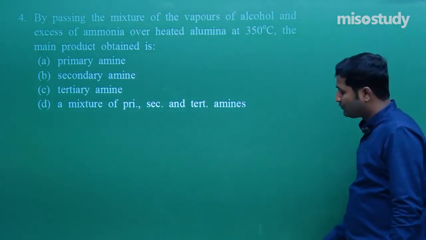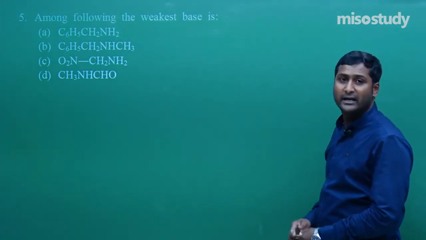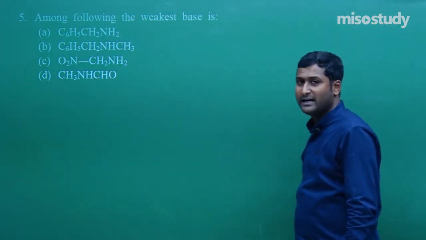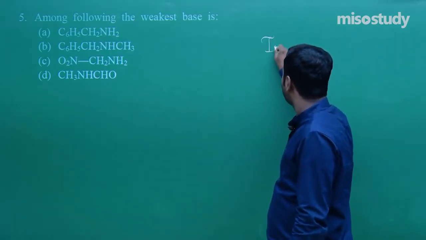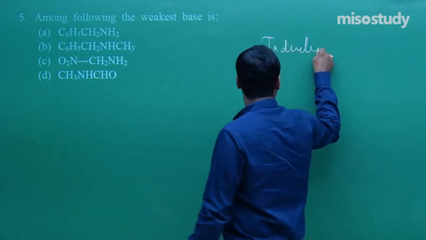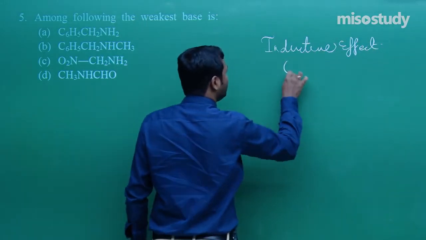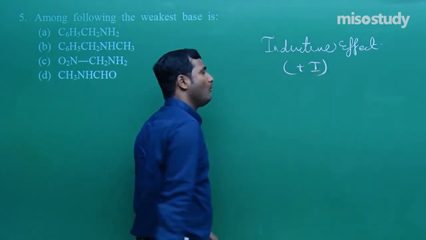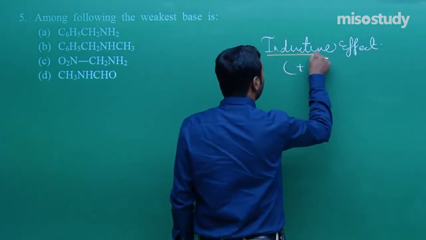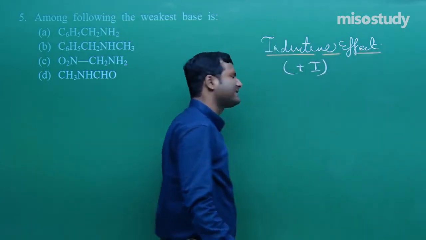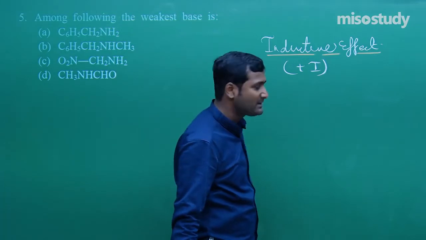Now let's move to the next one, question number 5. Among the following, the weakest base. Now what will decide the weakest basic nature? Generally, first of all, the inductive effect. Clear to you? In this case, the plus I effect: the more the plus I effect, the more the basic character. The more the minus I effect, the more the acidic character and the less the basic character.